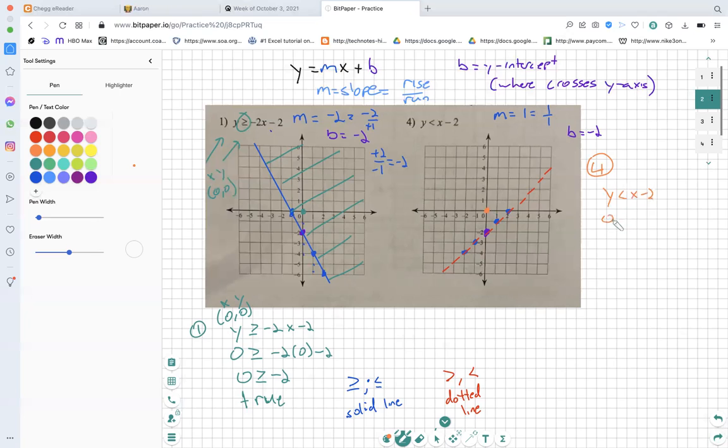Let's plug into the equation first. 0 is less than 0 minus 2. 0 is less than -2. Is 0 less than -2? No, that is false. 0 is not less than -2. 0 is greater than -2. So I shade in the opposite direction because that statement is false. And that is it.